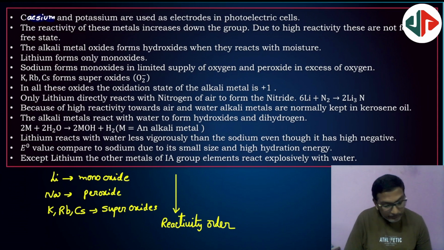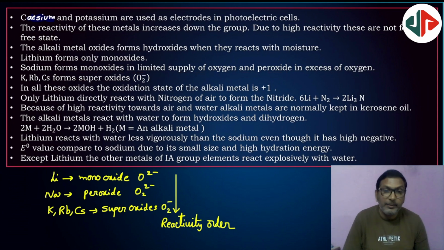Next. See, this point is given. Lithium forms only monoxide, sodium forms monoxide and peroxide also, remaining can form superoxides. So, oxide formula O2 minus, here O2 2 minus, here O2 minus. Remember the formula also. Next. Only lithium directly combines with nitrogen to form lithium nitride. So, among alkali metals, only lithium can form lithium nitride.